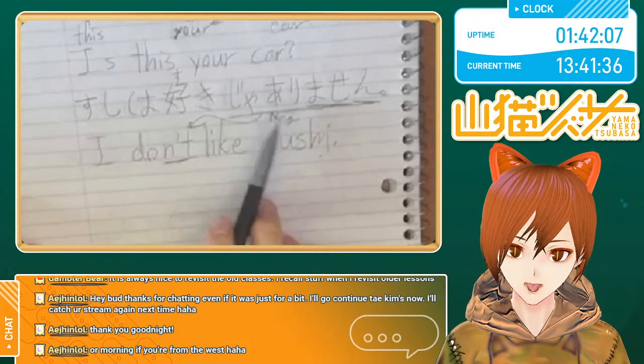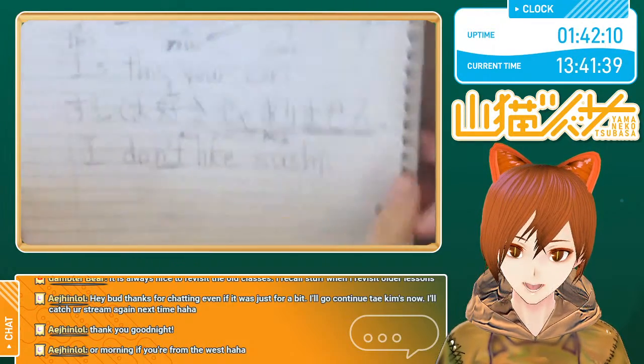Sushi wa suki ja arimasen. Remember, ja arimasen.